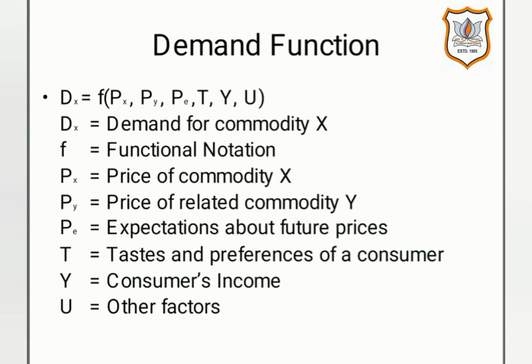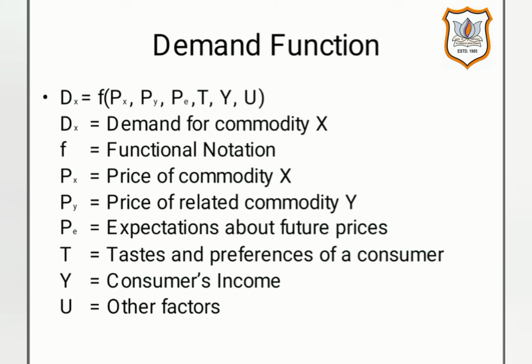First of all, Dx means demand for commodity X. Here, because we are talking about some unknown commodity, we are assuming that commodity to be X, so D stands for demand, so Dx means demand for commodity X. Small f denotes functional notation or mathematical notation. P stands for price. So first of all, Px means price of that unknown commodity X.